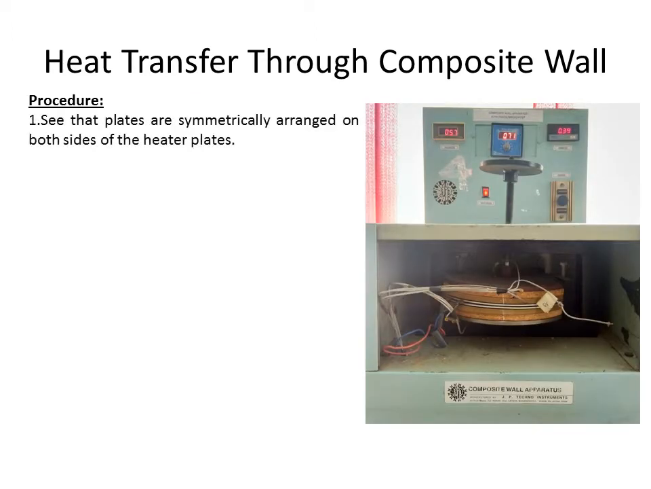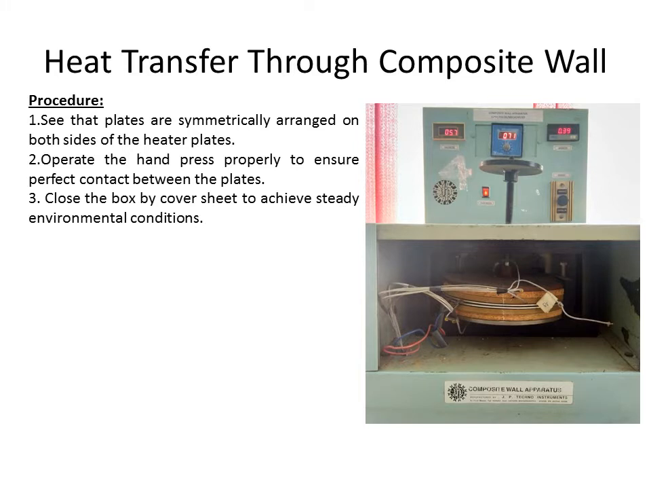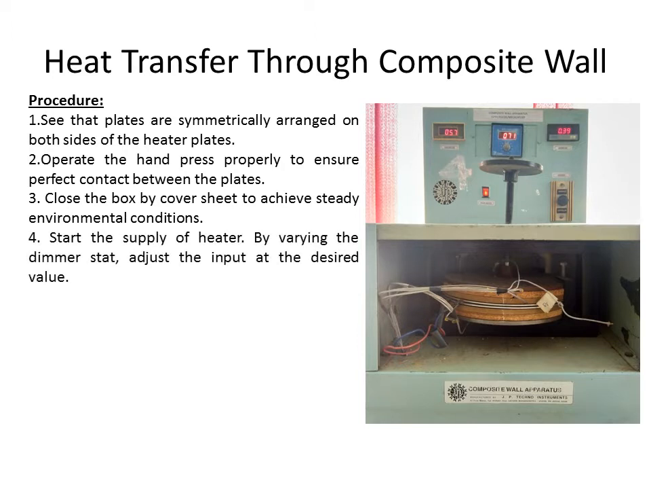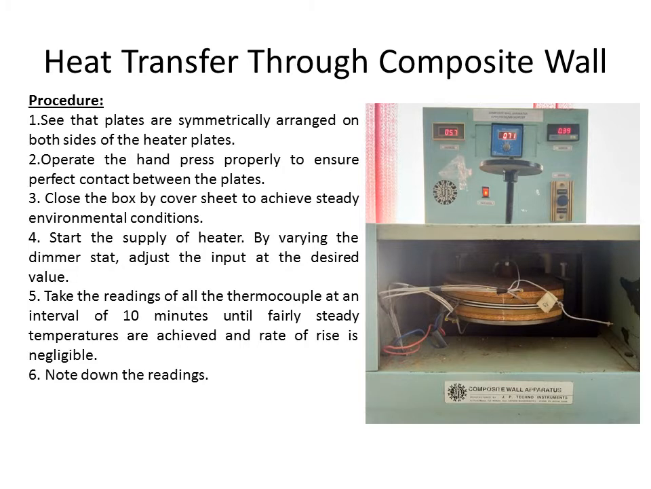Procedure: the plates are symmetrically arranged on both sides of the heater plates. Operate the hand press properly to ensure perfect contact between the plates. Close the box with the cover sheet to achieve steady environmental conditions. Start the supply to the heater. By varying the dimmerstat, adjust the input to the desired value. Take the reading of all thermocouples at an interval of 10 minutes until fairly steady temperatures are achieved and the rate of rise is negligible. Note down the readings.